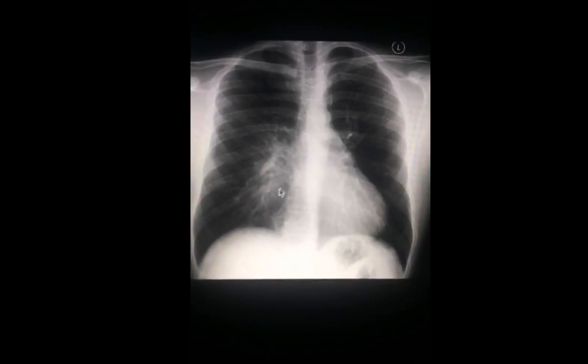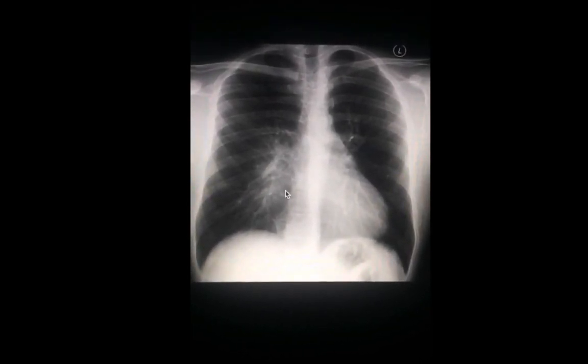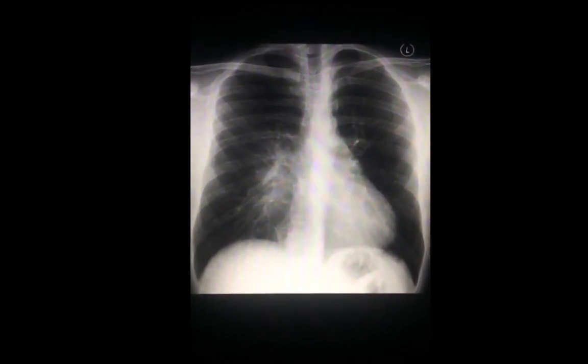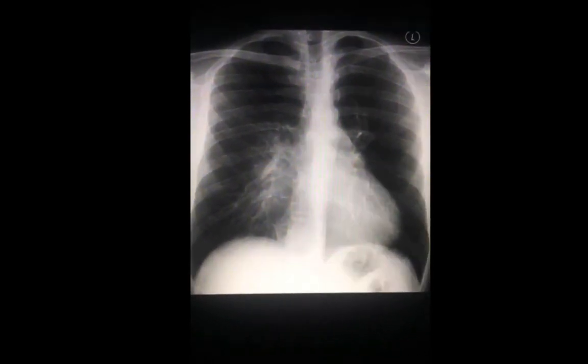You might be thinking that the opacity obscures the right cardiac border, creating a silhouette sign and denoting a right middle lobe opacity. This case is none of what we mentioned. So let's go over the findings.